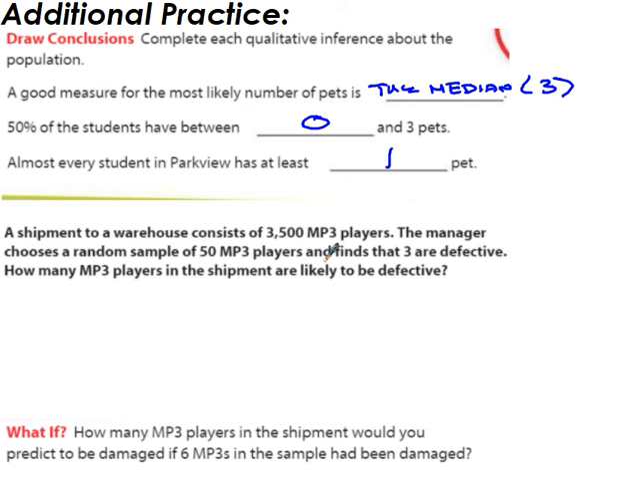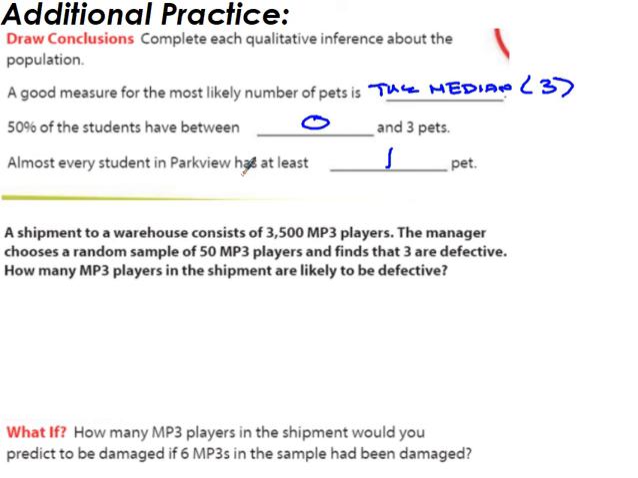So here's how. Here we have a shipment that consists of 3,500 MP3 players. So let's just call them iPods. You guys probably don't even know what an iPod is or an MP3 player is. Or you might, who knows. But they have a shipment company that has 3,500 MP3 players.